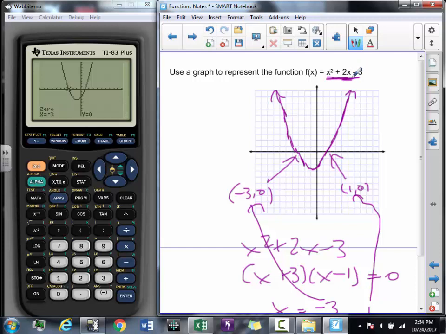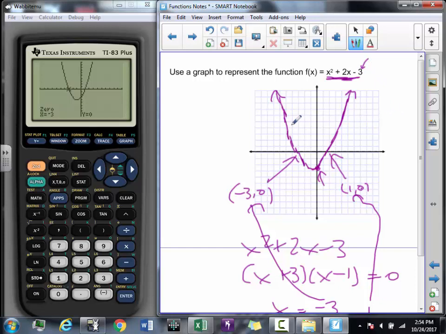Oh wait, next point on the graph you should do. You should always do x-intercepts, okay? You should also do y-intercepts. And hopefully you guys would be able to recognize that right in there, you have a y-intercept. Now, y-intercepts are actually really easy to find without even using your graphing calculator. It's always the constant term.